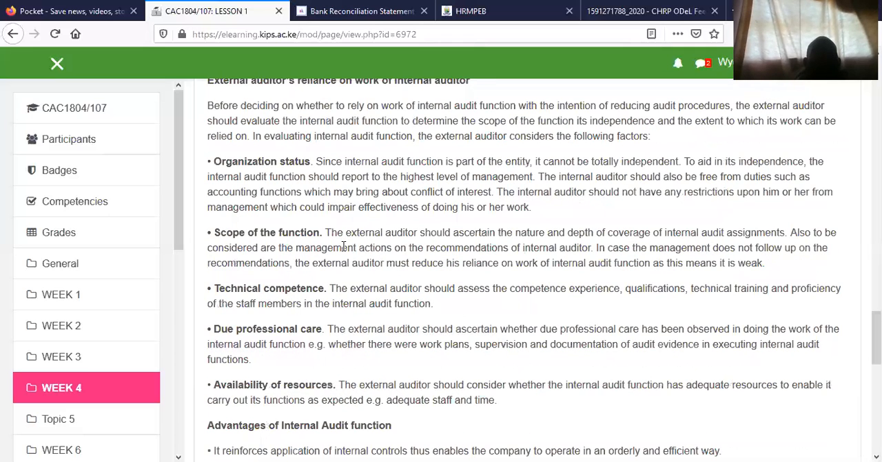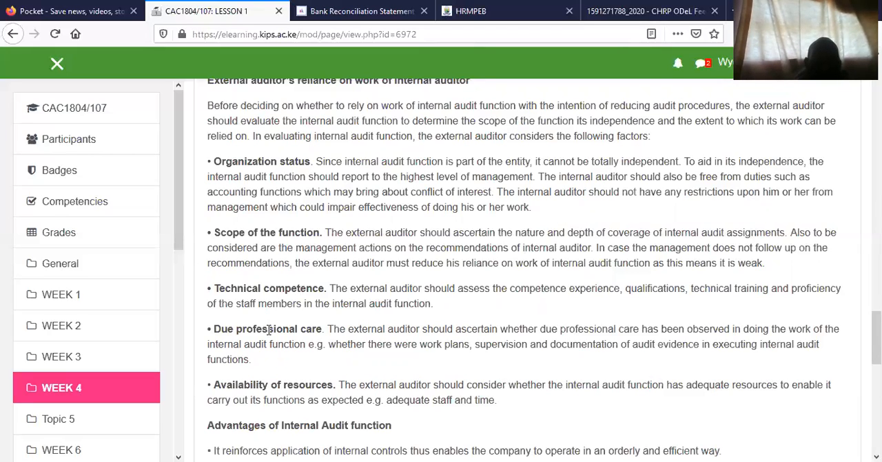We also have the technical competence. Does this particular internal auditor have the competence? Is he qualified? Does he have the relevant qualifications to be appointed at that level? If, for example, this particular auditor has fulfilled all the requirements to be appointed there, and actually he has all the qualifications, then any report that the internal auditor is going to table can be relied upon.